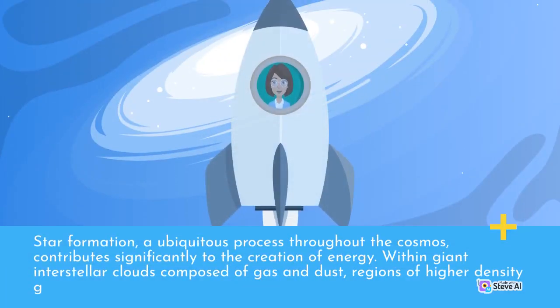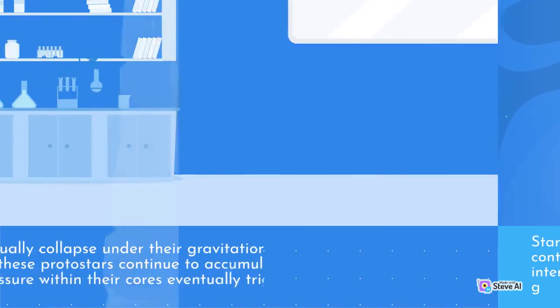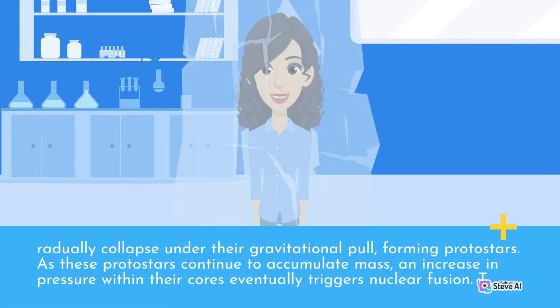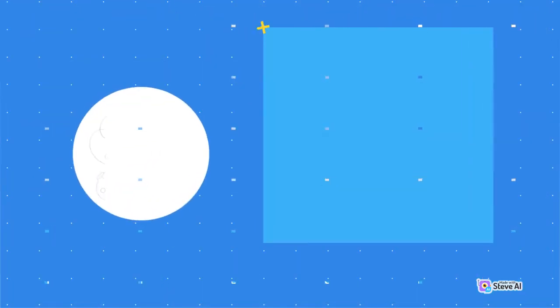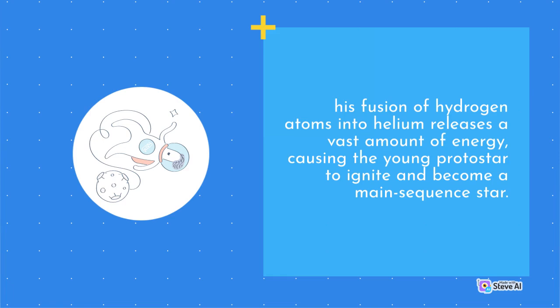Star formation, a ubiquitous process throughout the cosmos, contributes significantly to the creation of energy. Within giant interstellar clouds composed of gas and dust, regions of higher density gradually collapse under their gravitational pull, forming protostars. As these protostars continue to accumulate mass, an increase in pressure within their cores eventually triggers nuclear fusion. This fusion of hydrogen atoms into helium releases a vast amount of energy, causing the young protostar to ignite and become a main sequence star.